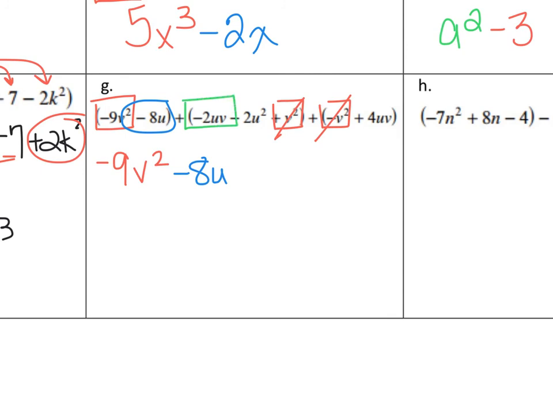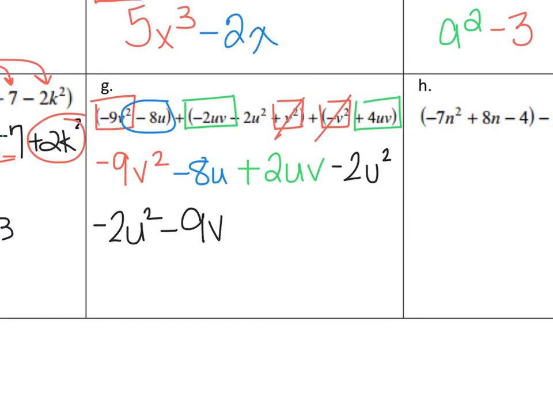Next term is negative 2uv plus 4uv, which is going to give me 2uv. And then finally we are just left with negative 2u squared. So again, we need to write this in standard form. So u comes before v, so it would be 2u squared minus 9v squared. Then this term here has two variables, so we'll put those next. And finally, on the end is a negative, or a minus, 8u.